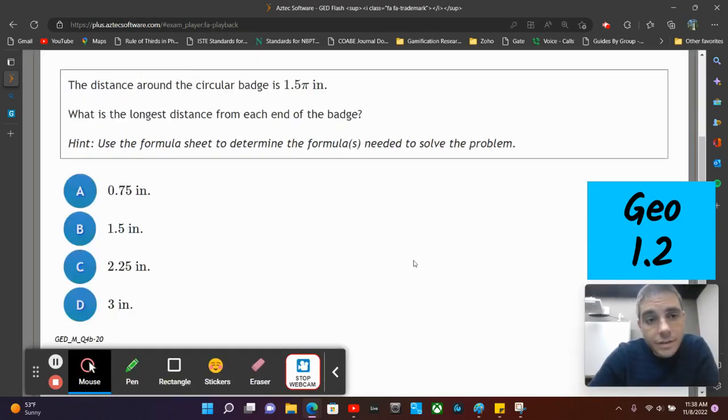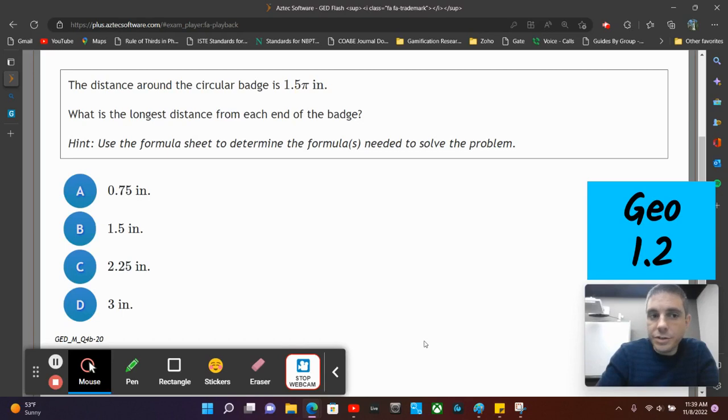The distance around the circular badge is 1.5 pi inches. What is the longest distance from each end of the badge? So this is a geometry question, and it's describing the shape as circular, so that means we are working with a circle. It is talking about the distance around a circle, not the area within the inside of it.